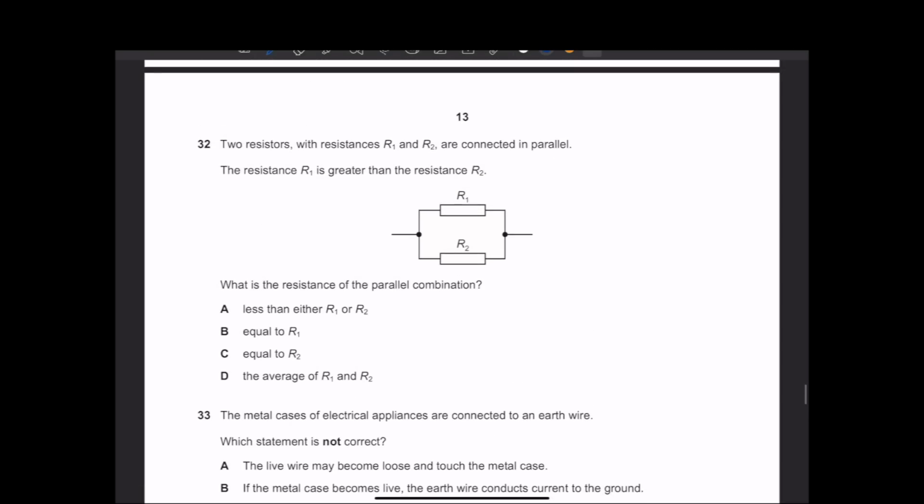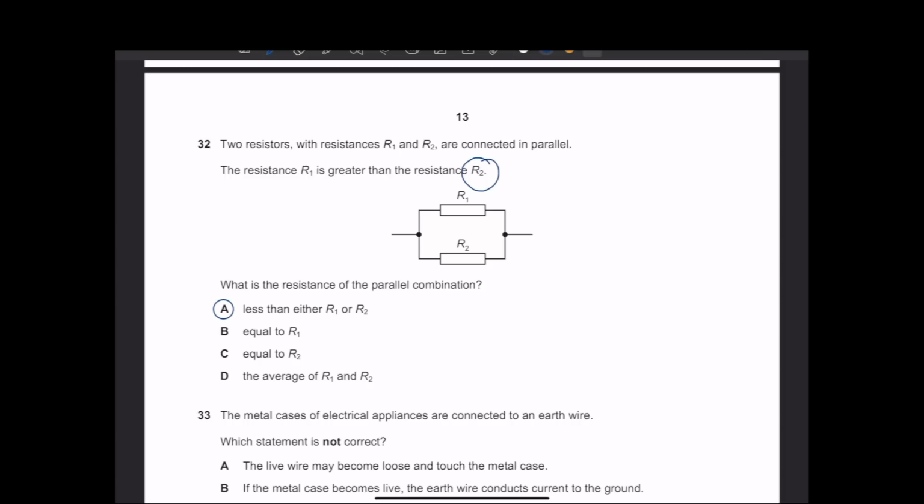32, two resistors with resistance R1 and R2 are connected in parallel. The resistance R1 is greater than the resistance R2. What is the resistance of the parallel combination? You know, for any two resistances in parallel, the result should be smaller than the smallest one. They said here R1 is greater, so the smallest is R2. So the result is less than R2, less than both. So I'm going to choose A here.